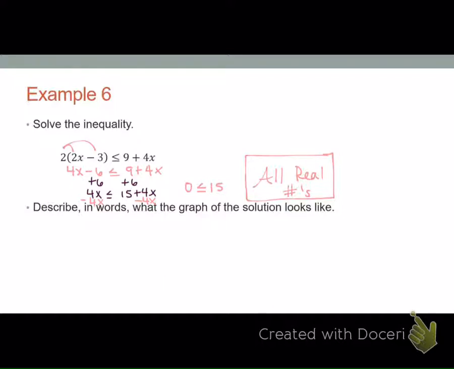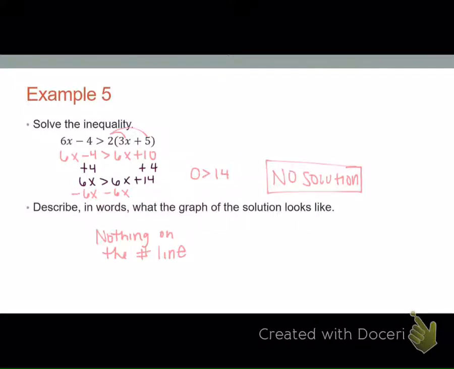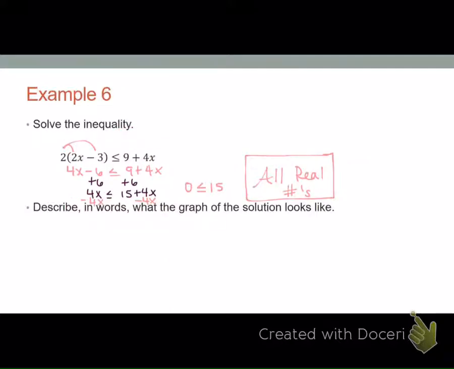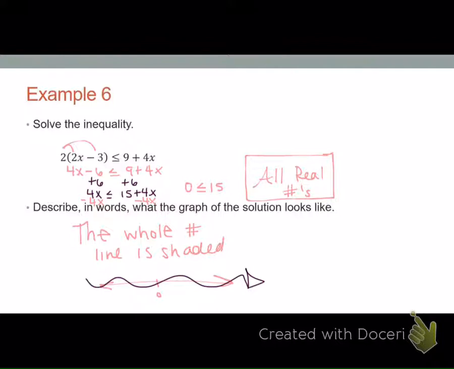So my question was, what will the number line look like in an all real number situation? So if we go back to the previous slide, we said when it was no solution, nothing on the number line was shaded. So what do you think is going to happen when it's all real numbers? All the numbers are shaded. Everything is shaded. The whole number line is shaded. So if you were to draw a number line, you would literally shade forever in both directions.